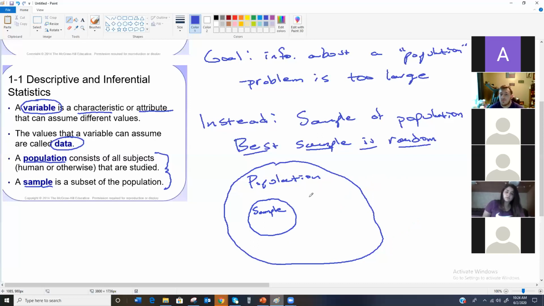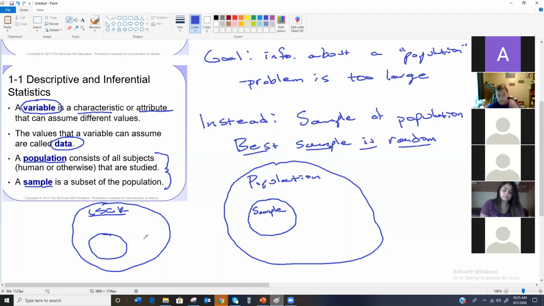So if you're trying to study, say, students at Lone Star Kingwood, you wouldn't want to sample students that go to University of Houston, or students that go to any other community college, you know, San Jac or something like that. If your population was Lone Star Kingwood, then you want to make sure that your sample is only students that go to Lone Star College Kingwood. You do not want to take students from outside of that.